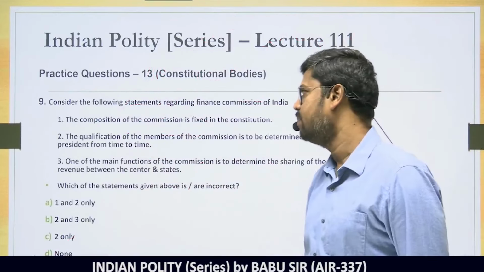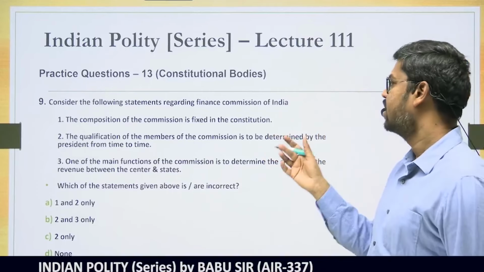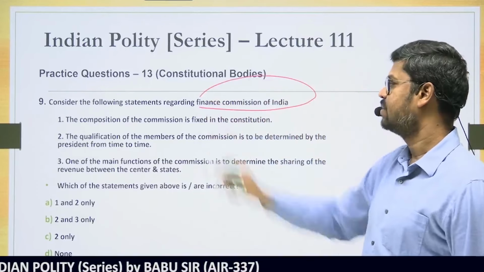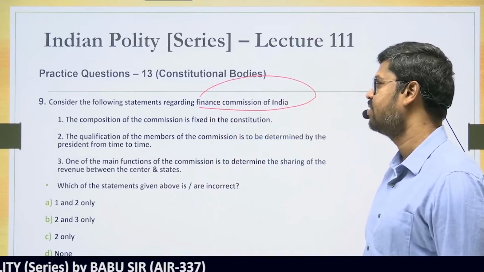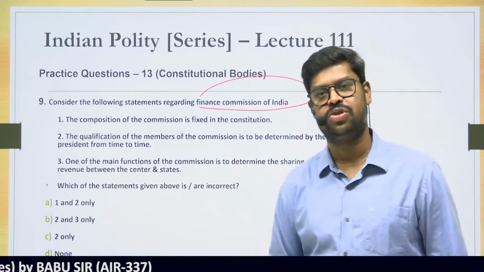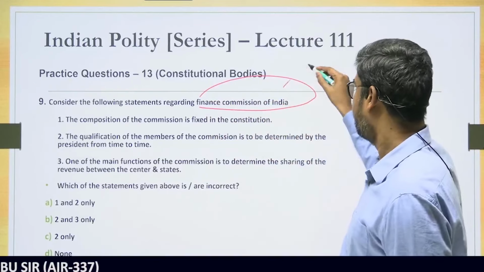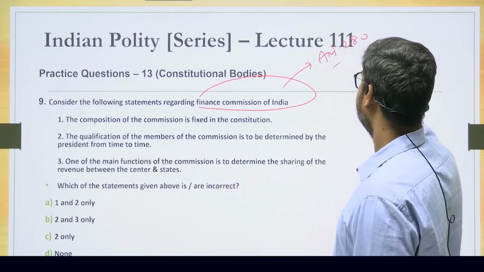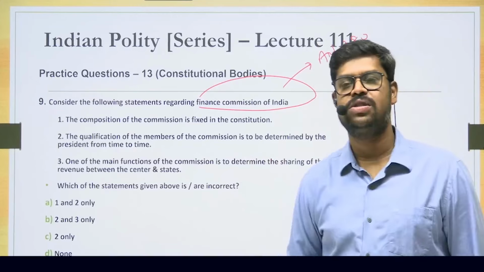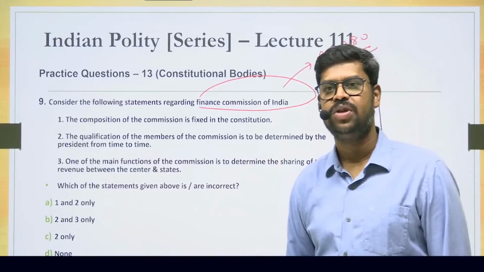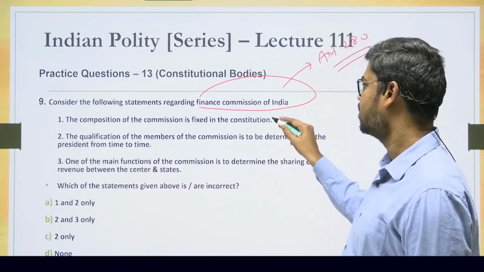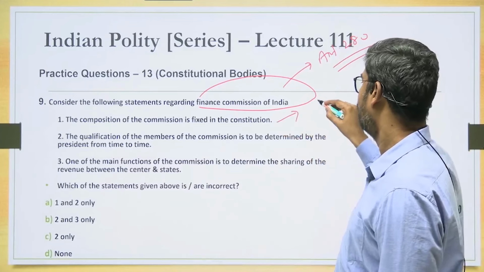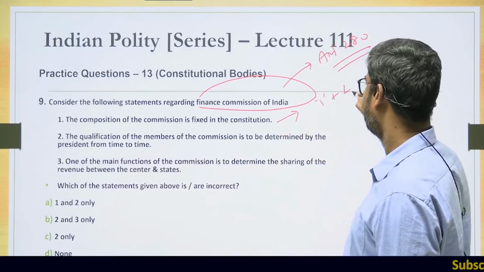Come to question number 9. Consider the following statements regarding the Finance Commission of India. The composition of the Finance Commission is fixed in the Constitution. Yes. If you read Article 280 of the Constitution, the composition is fixed in the Constitution. What is the composition of the Finance Commission? It shall consist of one chairperson plus 4 members.